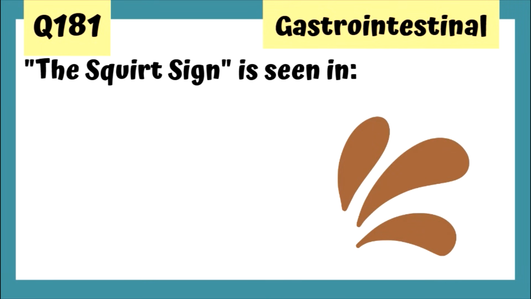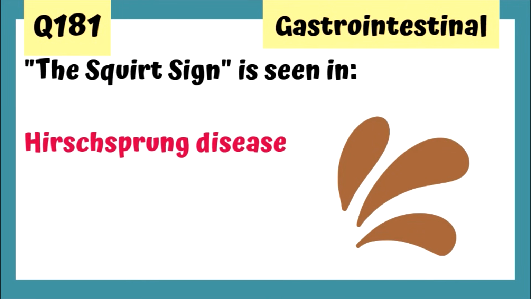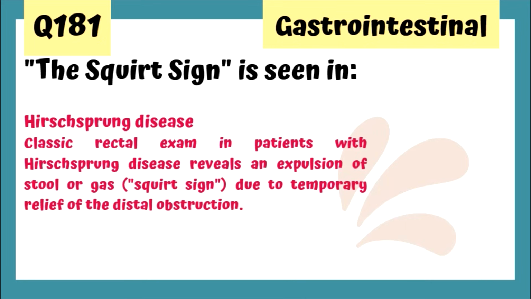Question 181. This squirt sign is seen in Hirschsprung disease. What happens is that they stick their finger into the rectal vault, and that leads to expulsion of stool or gas due to temporary relief of the distal obstruction. So if you see the squirt sign on the exam, you know it's Hirschsprung.